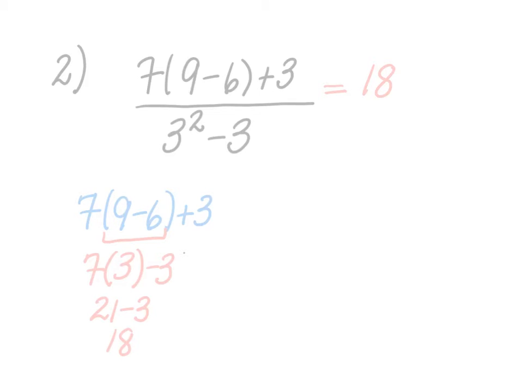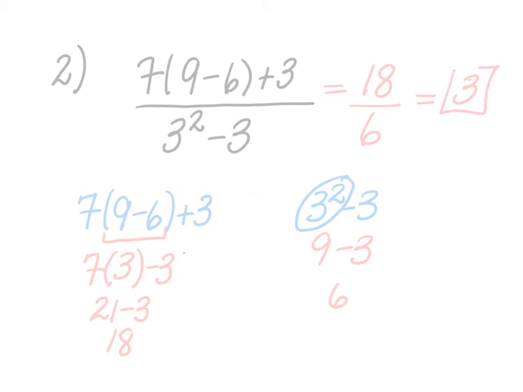And then now let's work on the denominator. The denominator is 3 squared minus 3. So I'm going to square that 3. 3 times 3 is 9. So I have 9 minus 3, which is 6. So now my fraction is 18 divided by 6, which simplifies to the number 3. So my end result is 3.